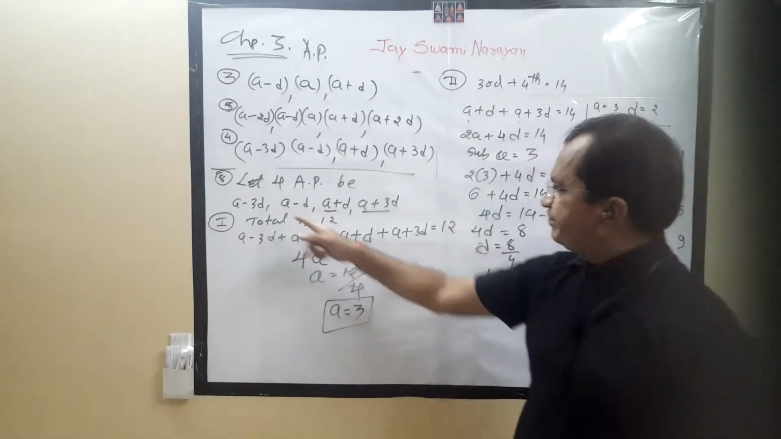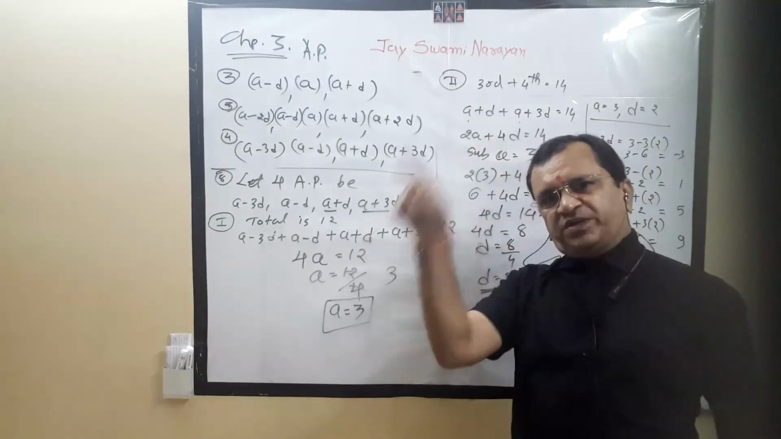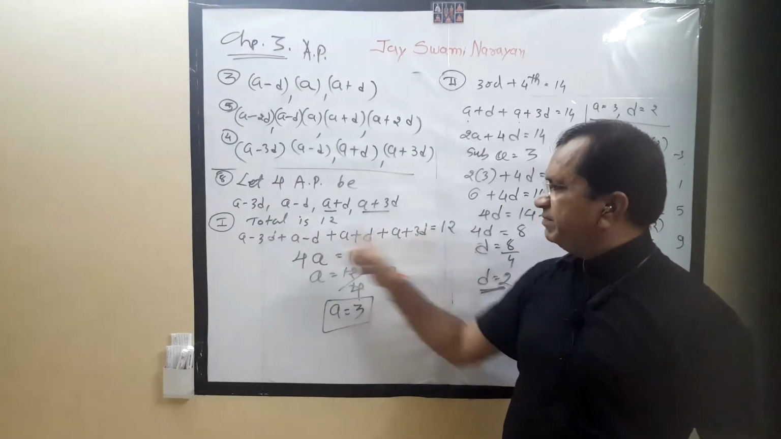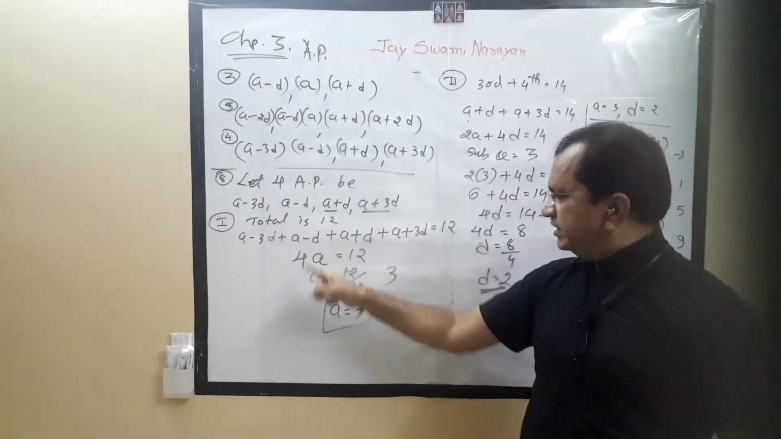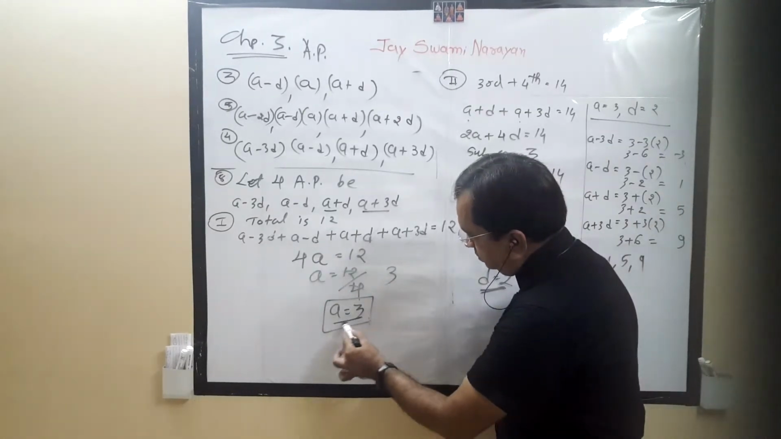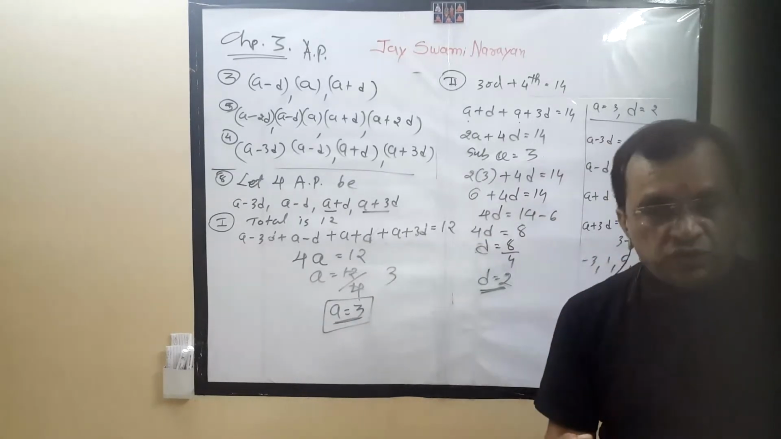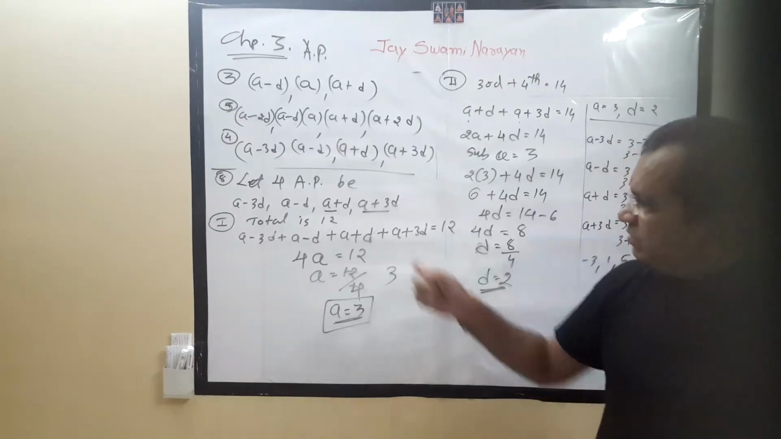4 numbers. Condition number 1, that 1 plus 2 plus 3 plus 4 total is 12. So plus d minus d cancel, plus 3d minus 3d cancel. 4a is equal to 12. A is equal to 12 by 4. So 3. A we got.